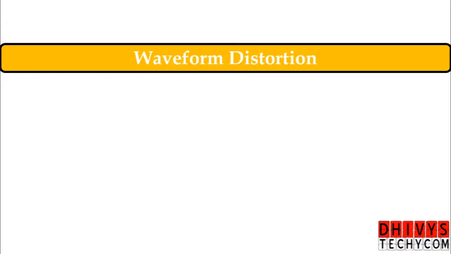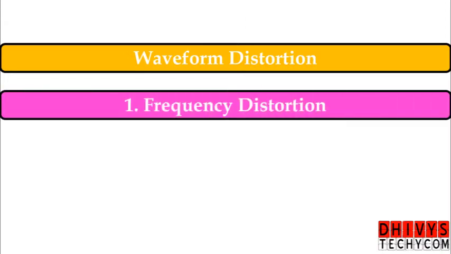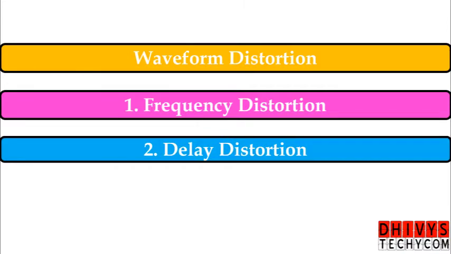There are two different types of waveform distortion. The first type is frequency distortion and the second type is delay distortion. In this video, we are going to discuss all these topics in detail. Let's get started.